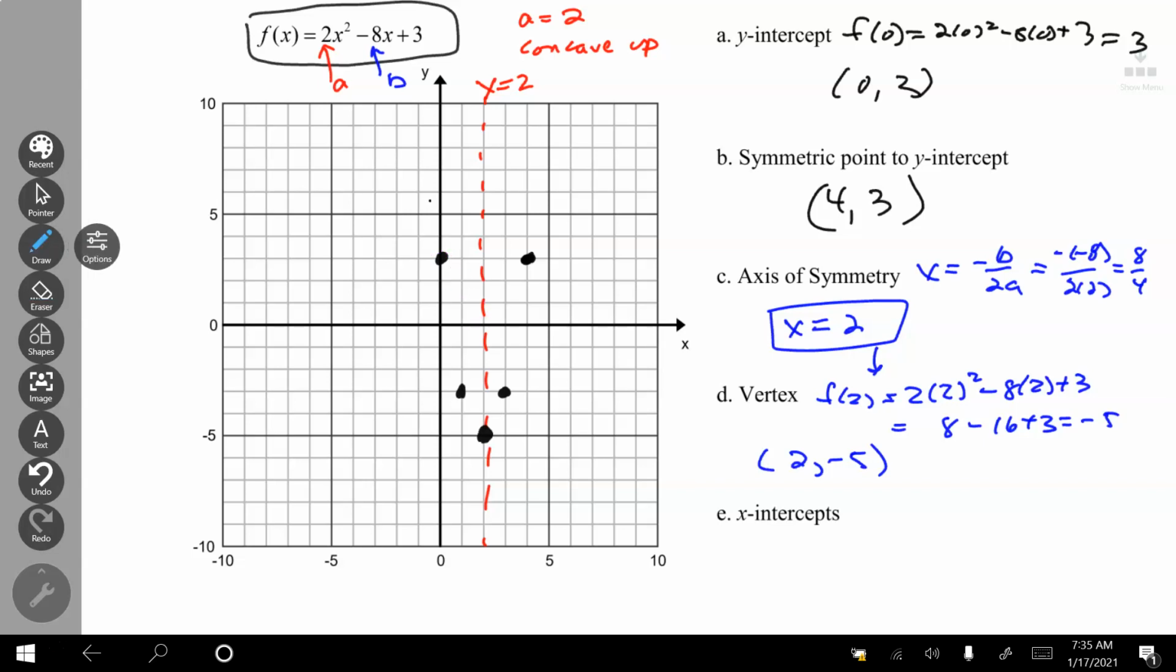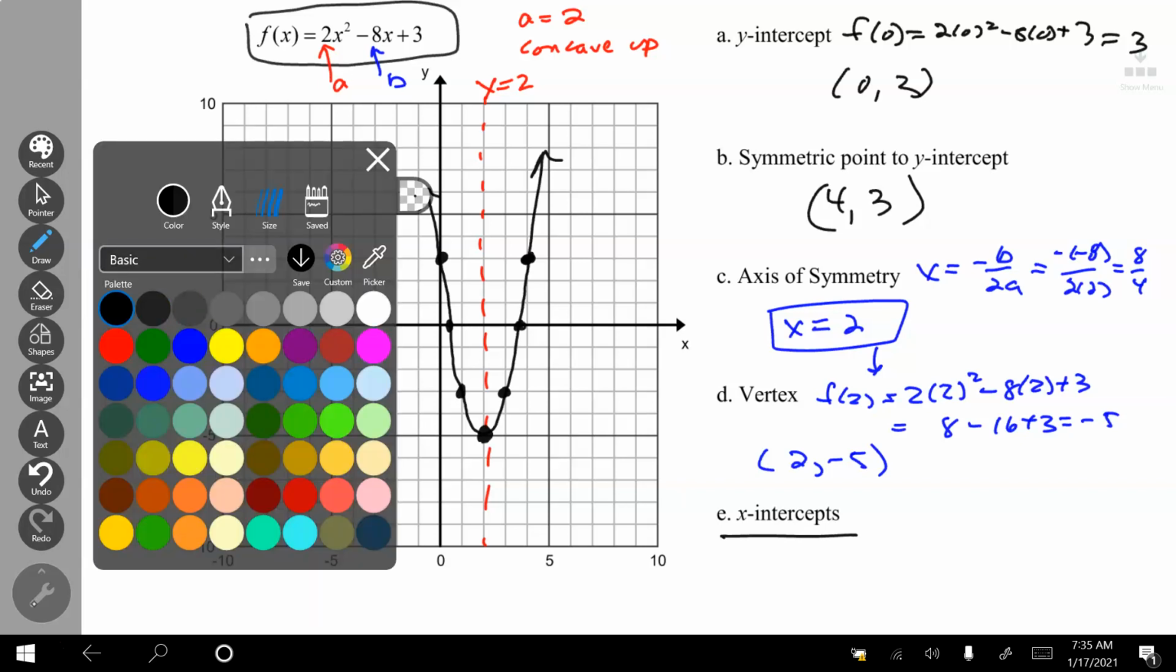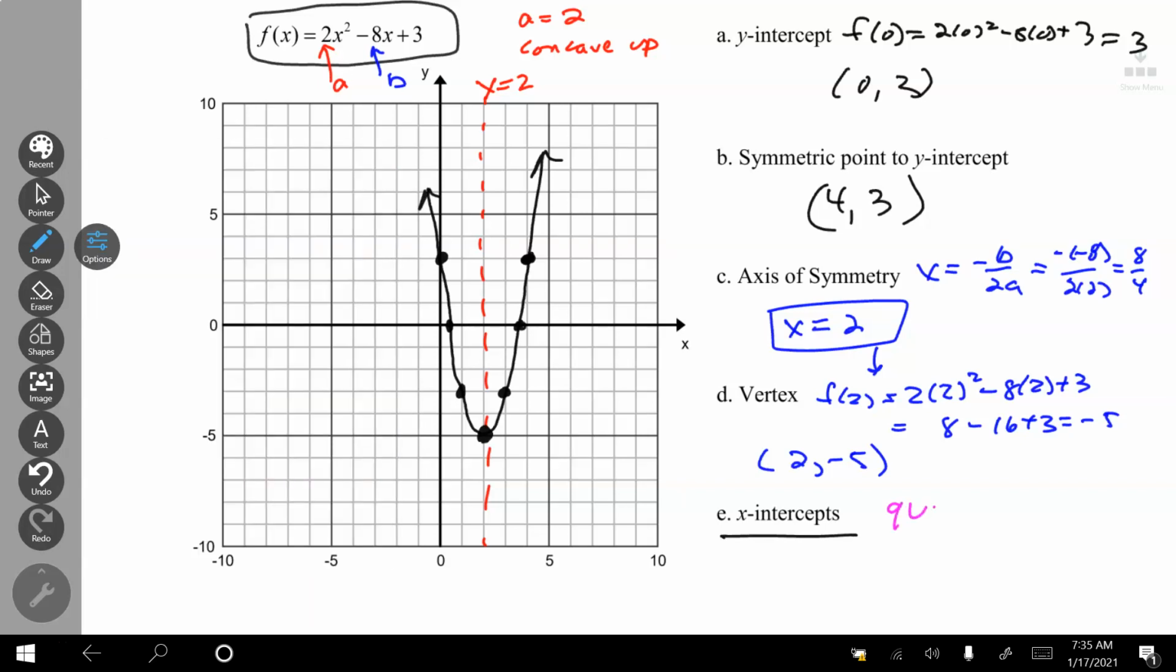Technically, with 5 dots, I could draw my parabola. I know this is kind of messy, but I'm using a stylus on a computer. Now my x-intercepts, as you can see, are not nice numbers. They're here somewhere. Because they're not nice numbers, we're actually going to use the quadratic formula, which I will never make you memorize, and we get this as our results.